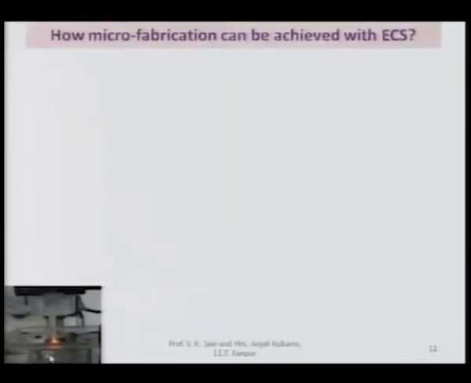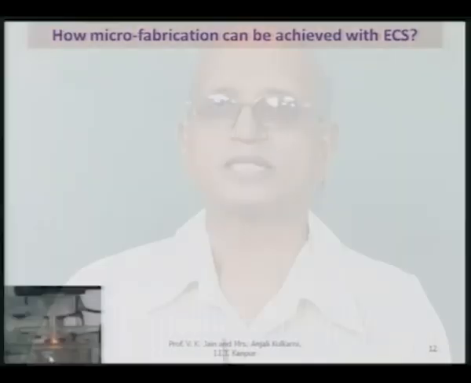How micro fabrication can be achieved with electrochemical spark. So far I have been talking to you about the electrochemical spark used for machining purposes. You can use it for other than machining purposes, as I mentioned earlier. You can use it for the purpose of deposition, and you can use it for the purpose of welding as well.